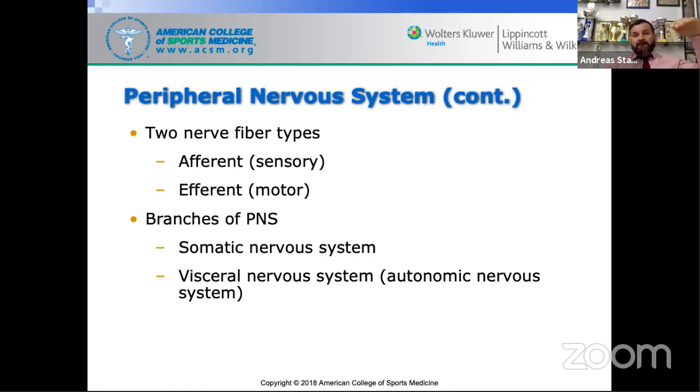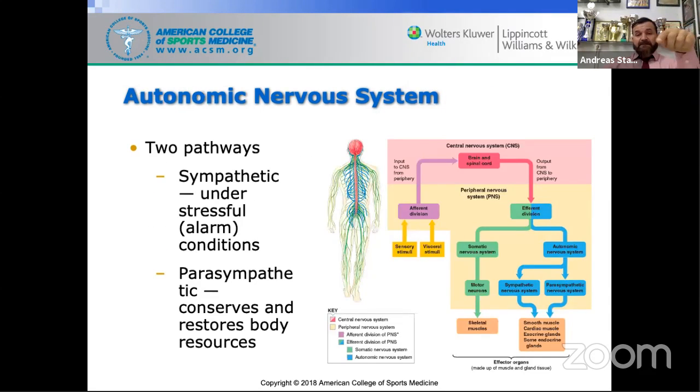Now, the PNS is broken down into the somatic and the visceral. Now, this picture is not in the book. I added it there just to explain. First of all, you can see by the different colors we have CNS, PNS, okay? Distinguished by the difference of colors right here.